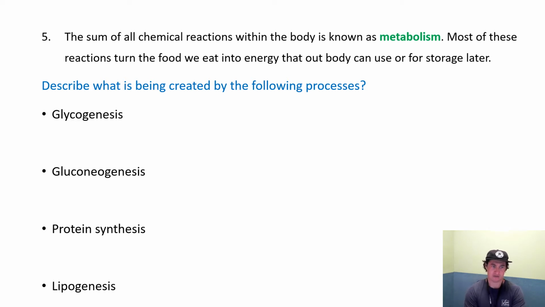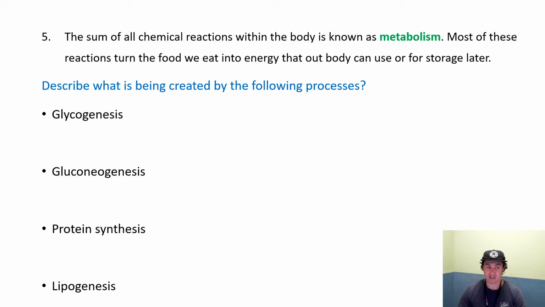Question 5 is describe what is being created by the following processes. So before we looked at breakdown, now we're looking at building up. And the body goes through this constant process of breakdown, build up. And remember that energy cannot be made from nothing. It has to be transferred from somewhere to something else. So here we're looking at the creation of bigger molecules from something smaller. Again, the prefix word or the word in front will help us describe what it is we're building, and genesis will mean like synthesis or build up.